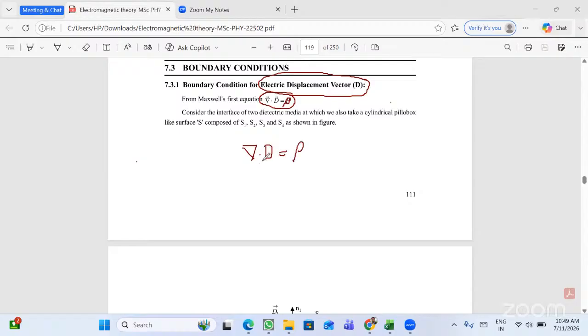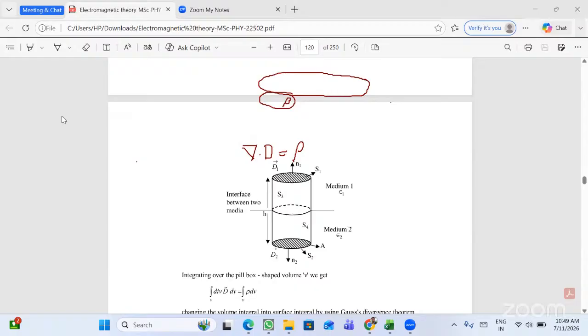As we have seen in the four Maxwell's equations, the first two involve the dot product, and the next two involve the cross product. So by using Maxwell's first equation, we are going to derive the boundary condition for the electric displacement vector. In order to derive this, we are going to consider a small pillbox. Why the pillbox, I'll explain here.